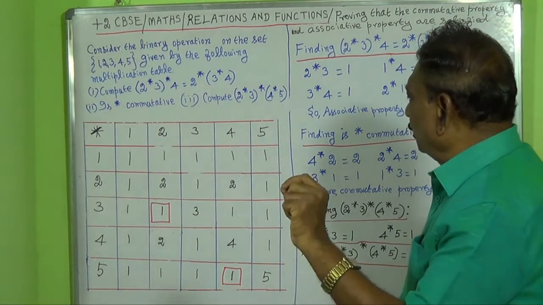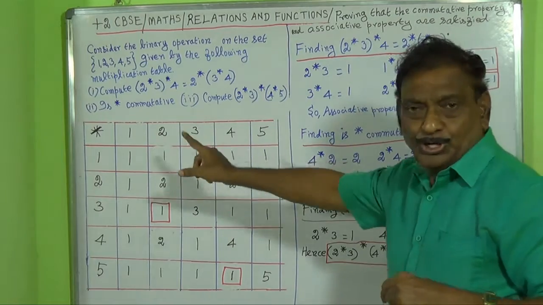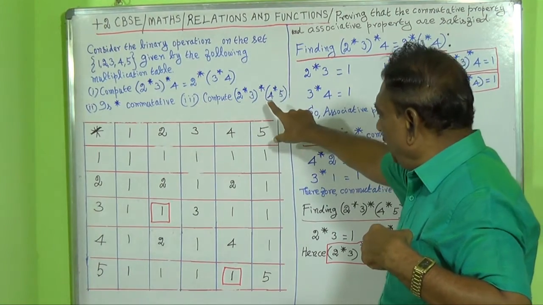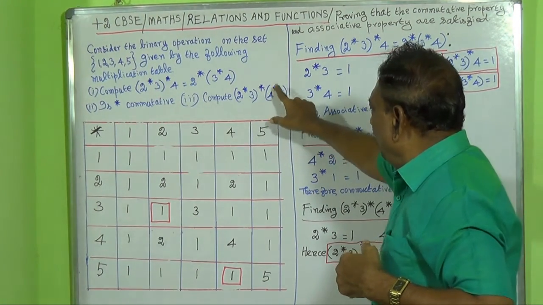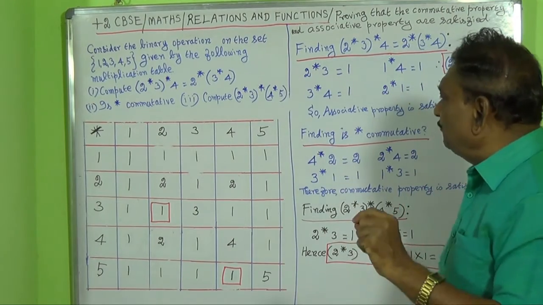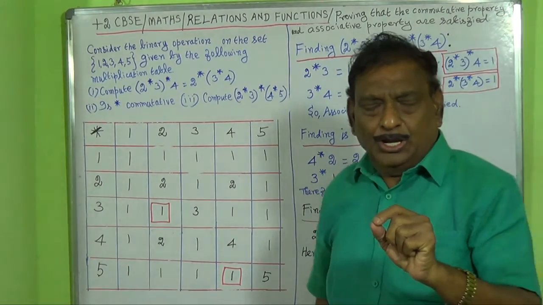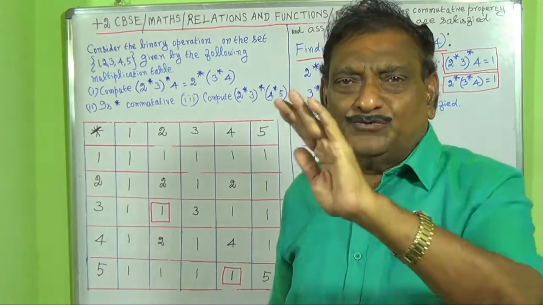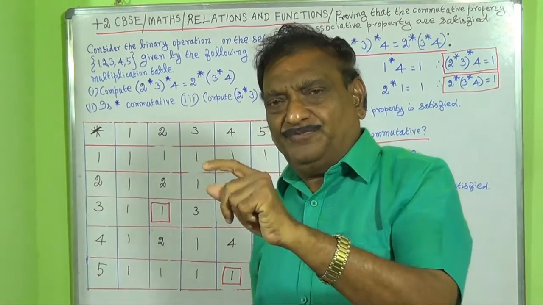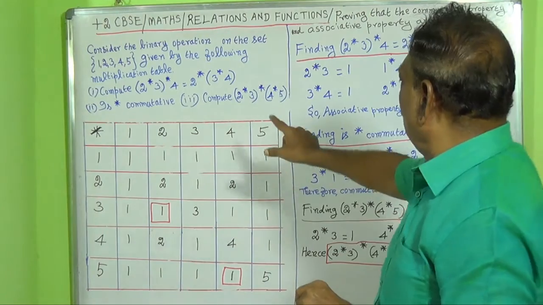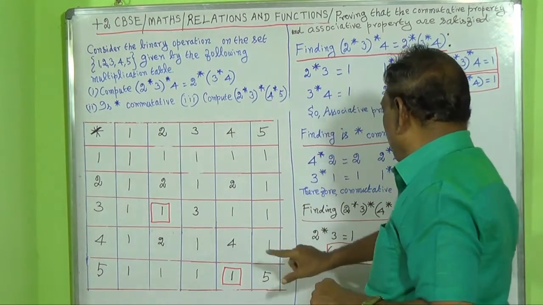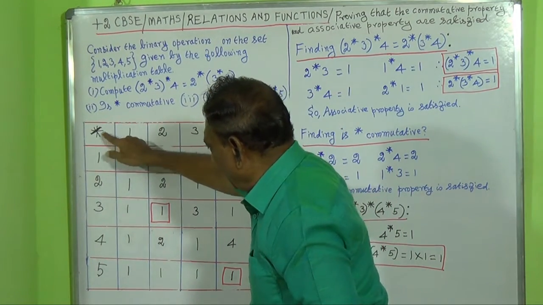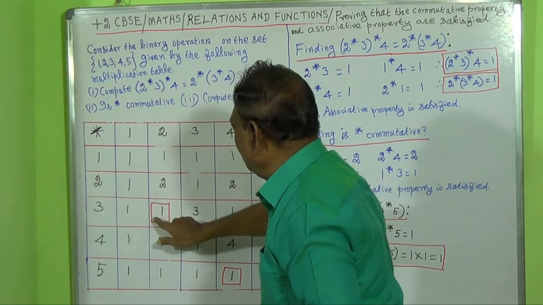Then, coming to the third question, that is compute (2 * 3) * (4 * 5). First of all, we are going to find the result for the data contained in the first parenthesis. What is the first parenthesis? 2 * 3. What is 2 * 3? 2 * 3 is the result 1.